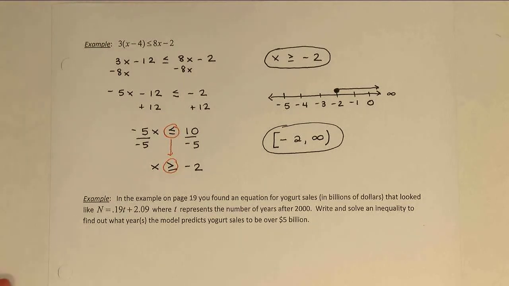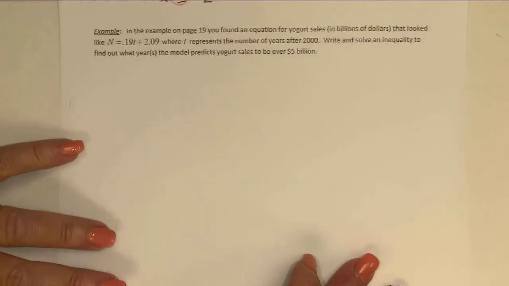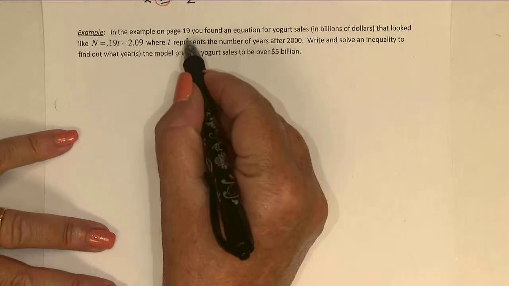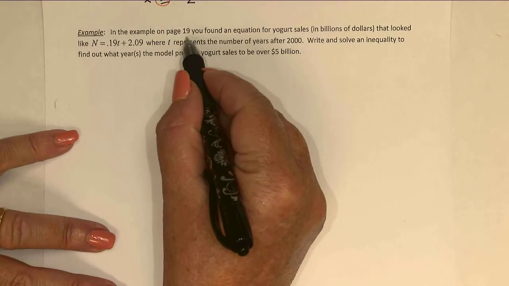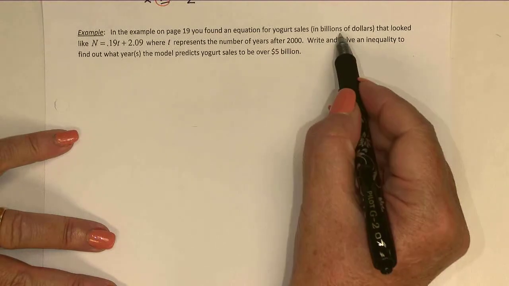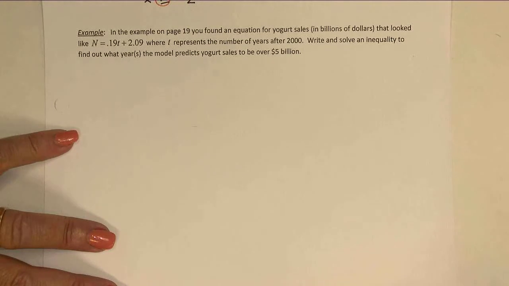Just like equations, inequalities can have applications, and so we're going to finish this section with an example of an application problem. A little while ago, we did an example where we were modeling sales for yogurt. And the equation that we got rounded off to 2 decimal places for yogurt sales in billions of dollars was n equals 0.19t plus 2.09, t being the number of years after the year 2000.